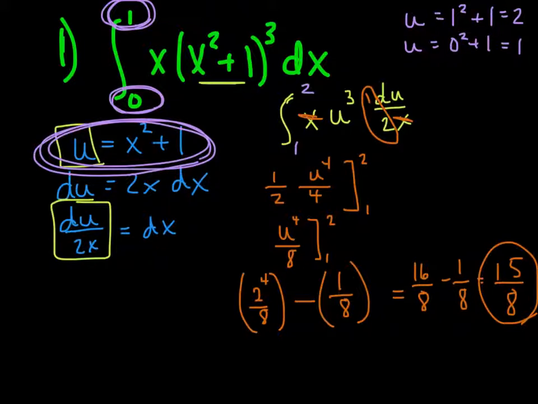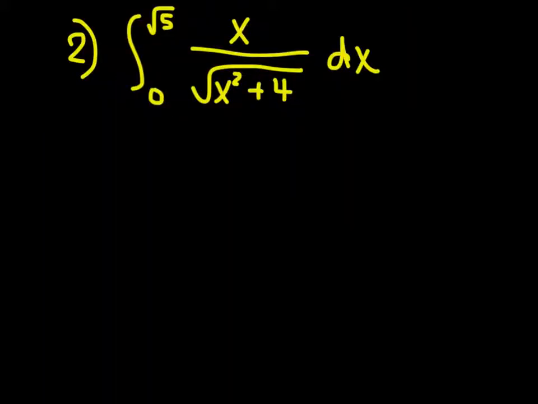All right, let's try another one. Okay, let's get started on this next problem. I have the integral from 0 to radical 5 of x all over square root of x squared plus 4 dx.